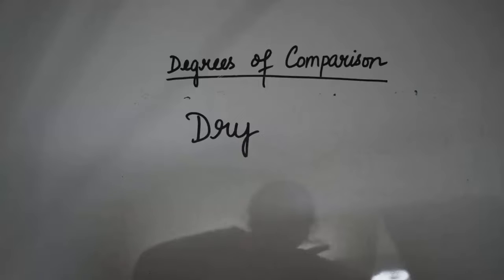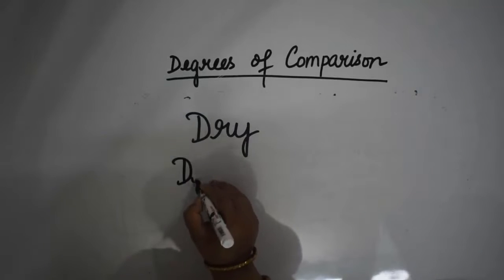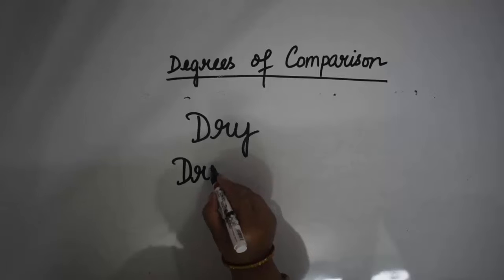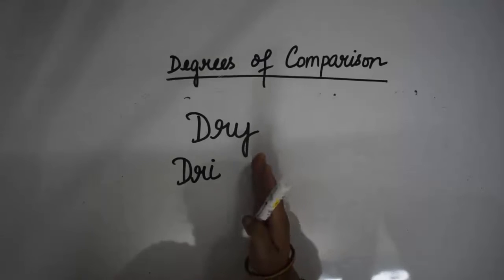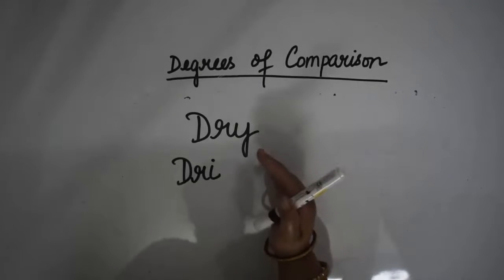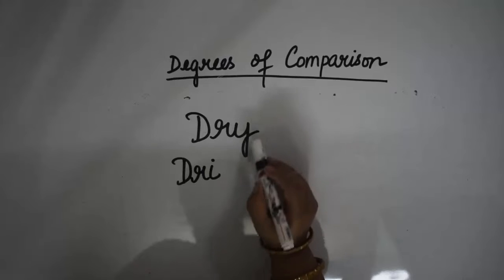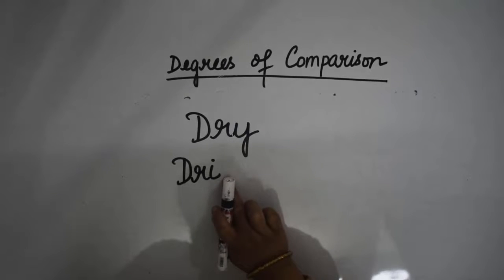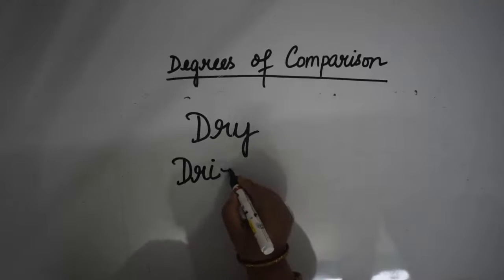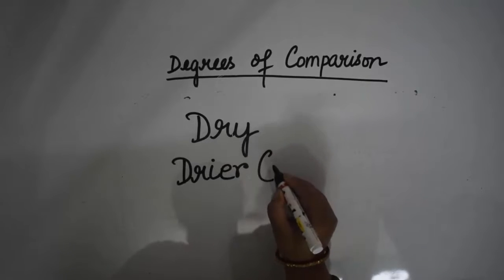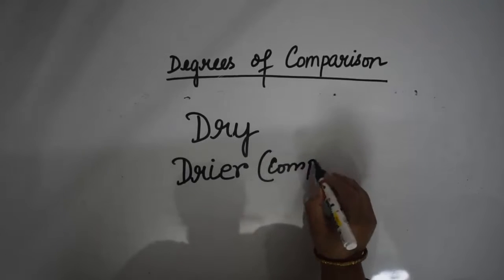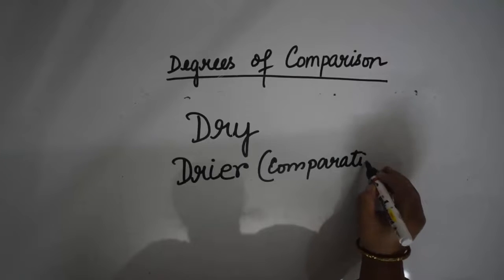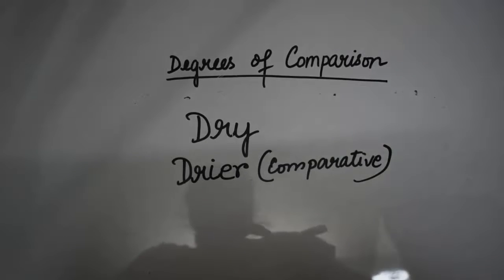So what you need to do is change the Y into I. Please don't write the Y anymore. You will simply change the Y into I, and then you will add ER to form the comparative of the word dry. And the comparative of the word dry is drier.